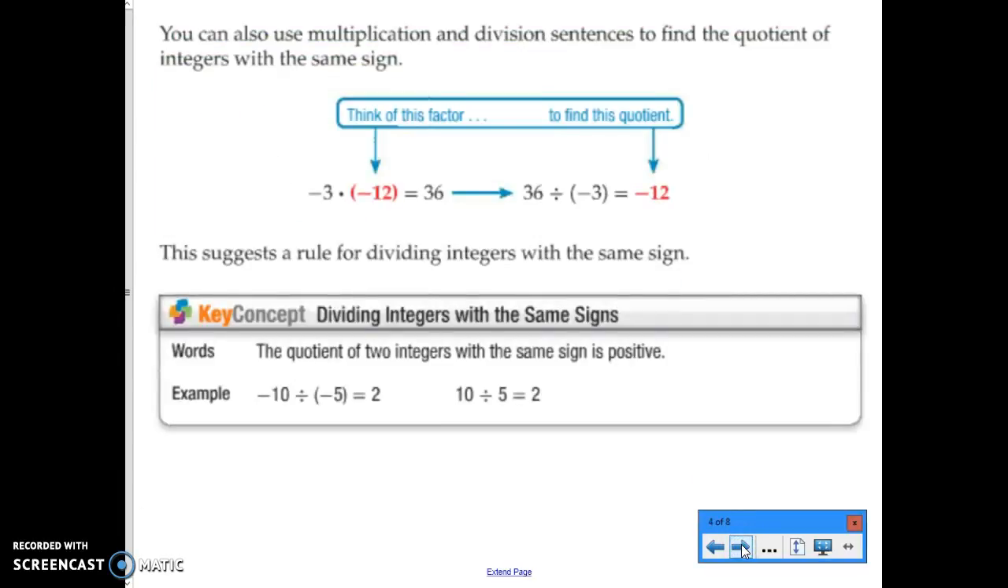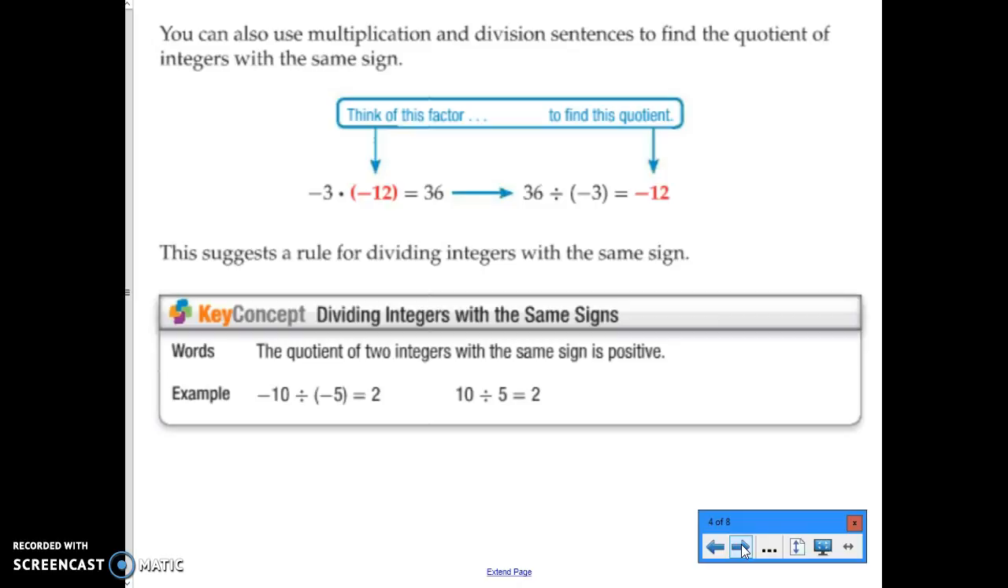You can also use multiplication and division sentences to find the quotient of integers with the same sign. So in the equation here, negative 3 times negative 12 equals 36. You can think of that factor to find that quotient. So by switching around that equation, I'm going to get 36 divided by negative 3 gives us negative 12.